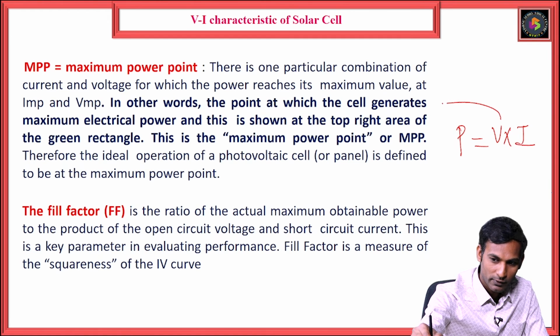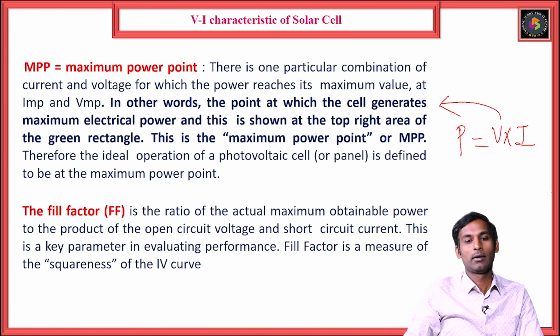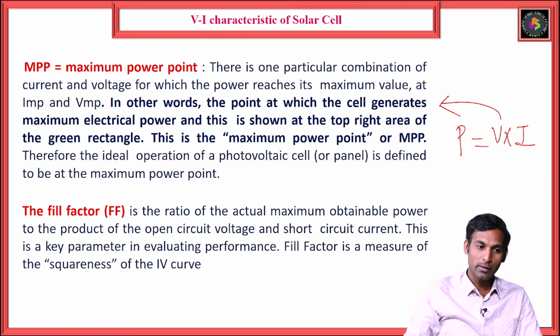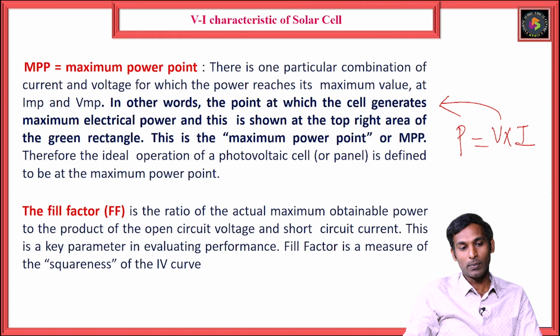This formula indicates the maximum power point. There is one particular combination of current and voltage for which the power reaches its maximum value, at the maximum power point and maximum power voltage. In other words, it is the point at which the cell generates the maximum electrical power. This is shown at the top area of the green rectangle.